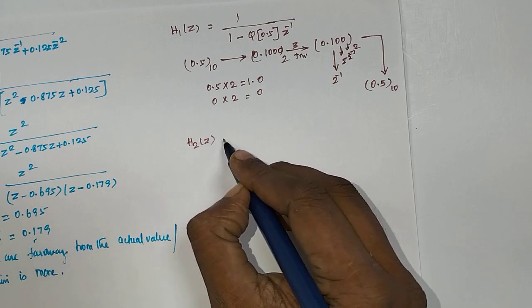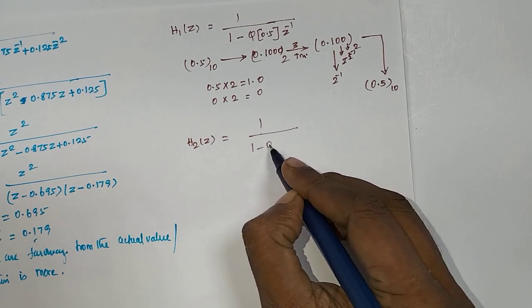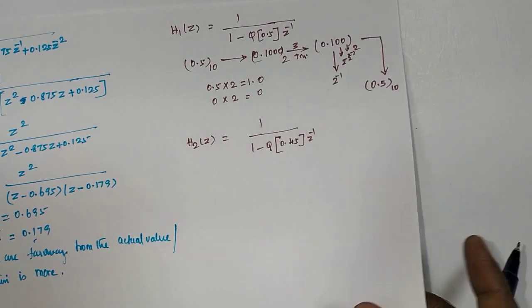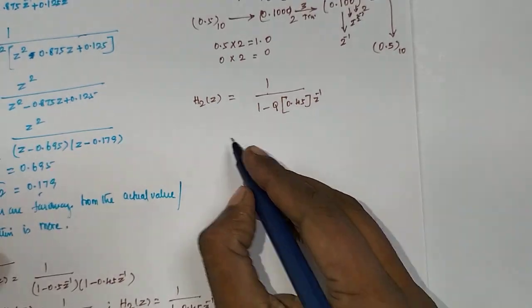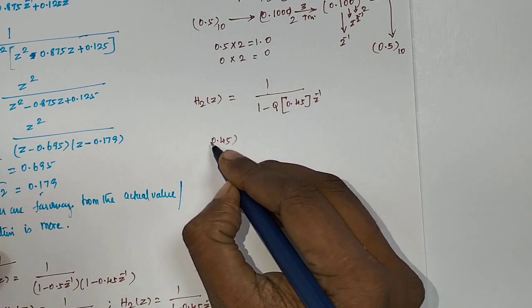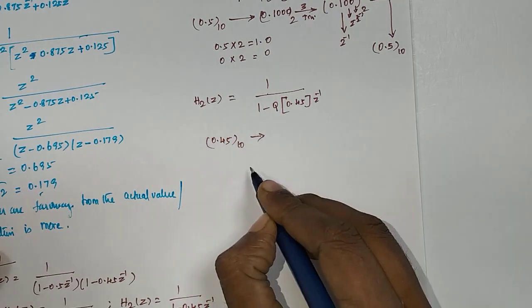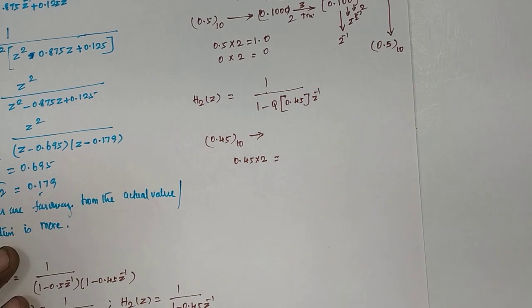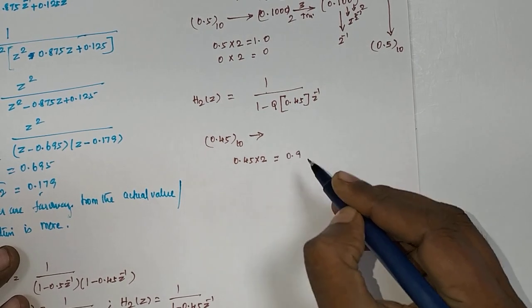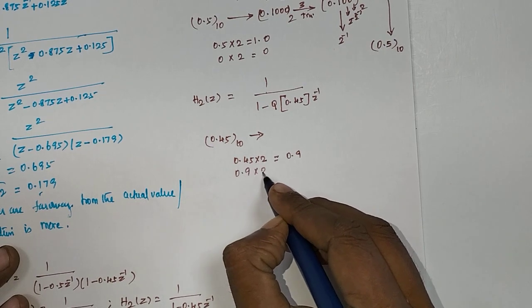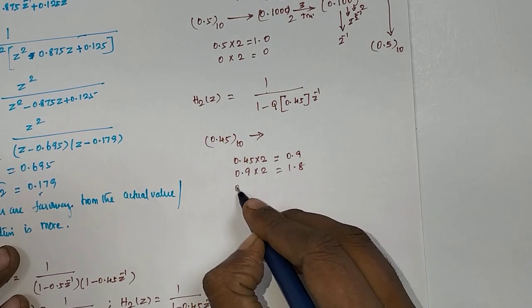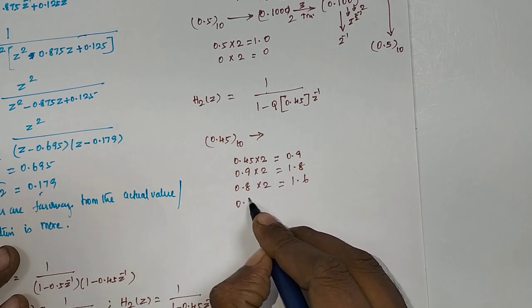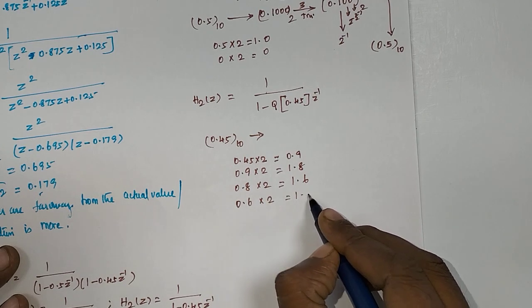So h2 of z is equal to 1 minus quantization of 0.45 z power minus 1. So for this, again convert 0.45 into binary, that is 0.45 into 2, that is 0.9. 0.9 into 2, 1.8. 0.8 into 2, 1.6. 0.6 into 2 is equal to 1.2.